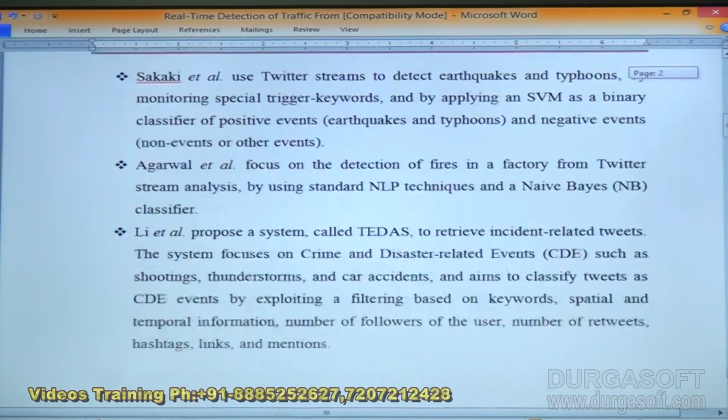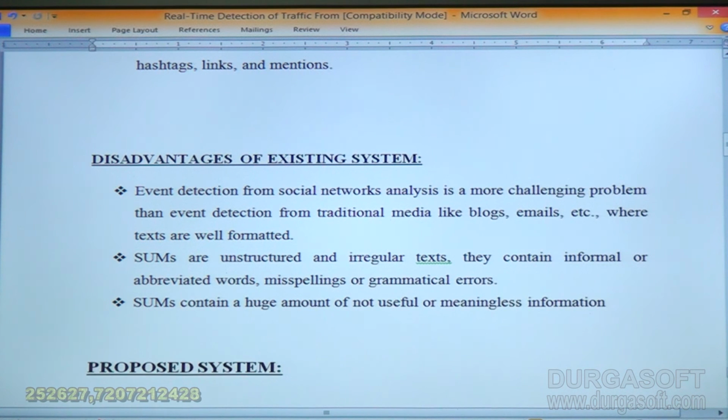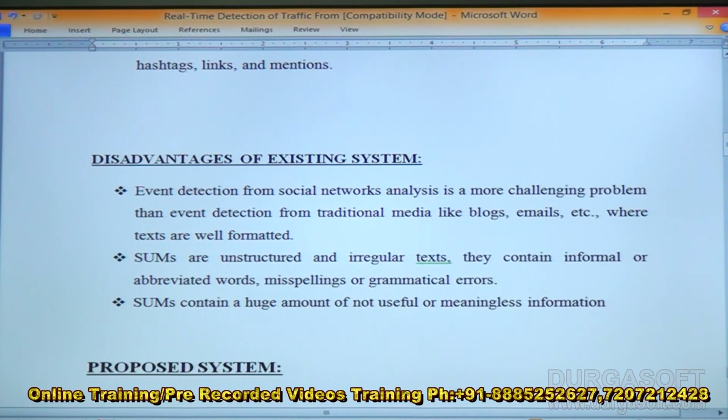So what are the problems in the existing system? Event detection from social network analysis is a more challenging problem. That is also one of the problems. And whenever you are talking about unstructured and irregular texts, then also we have a problem. Sometimes we have a huge amount of not useful or meaningless information, and again we have an issue. So how to get all the information? Event detection in social networks is more challenging.